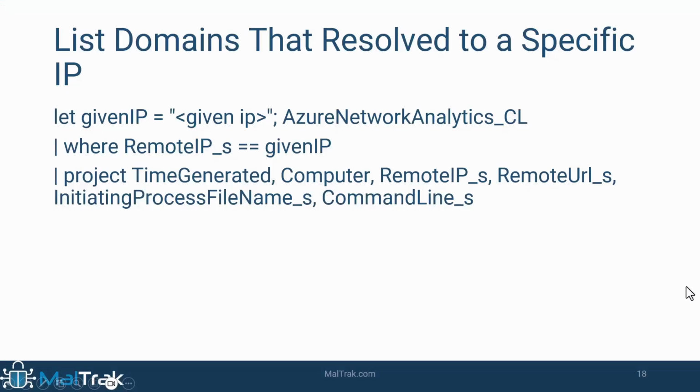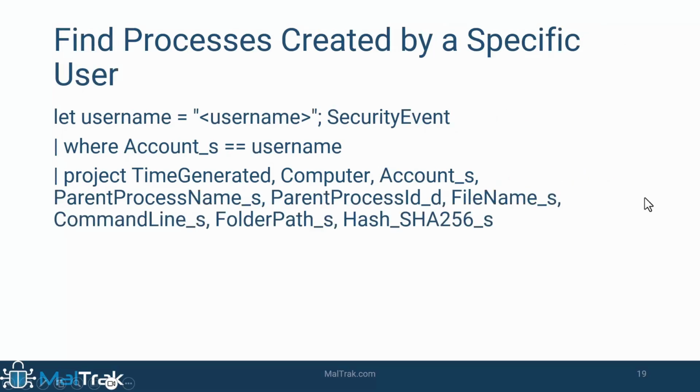You can list all domains that resolve to a specific IP. So let given IP, you can put your IP address in there, and then you query Azure Network Analytics where remote IPs, and then you project your remote IP, your remote URLs, initiating process, file name, command line, etc. Find processes created by a specific user. Here you just let the username equal username, security event, where count username, and you go ahead and project what you want.